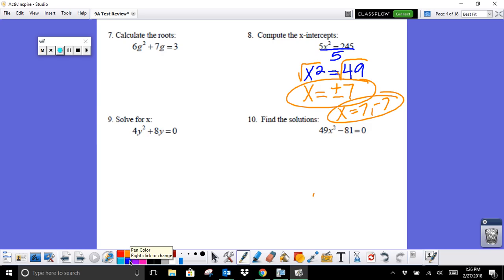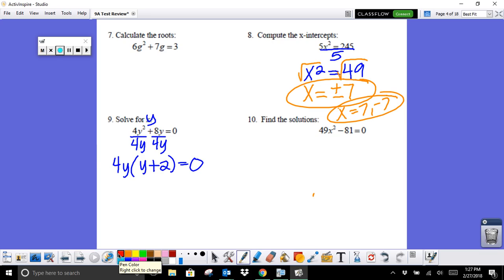All right, number 9. So I need to factor this. It's already equal to 0, so I'm first going to look for a GCF. Okay, and it says solve for x. Really, that should say solve for y. But I do have a GCF here. The 4 and y go into both of these. So I'm going to take 4y out. That leaves me with y plus 2 equals 0. Now notice, we don't even have any squares anymore, which means this is factored.